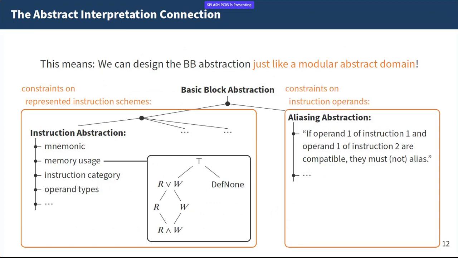On the other side, we have the aliasing abstraction, which is basically a relational abstract domain that encodes constraints on pairs of instruction operands. There you can express things like the first operand of the first instruction must or must not alias with the first operand of the second instruction. Aliasing here is not necessarily via memory, but also just for registers with the same name.